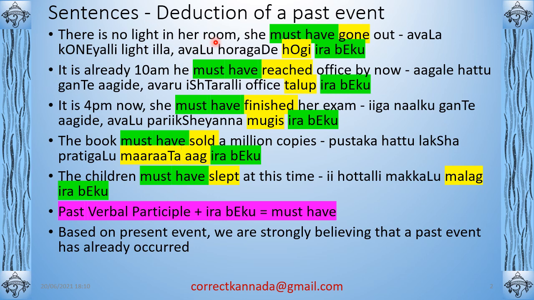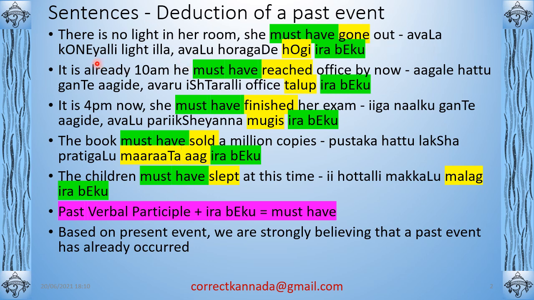There is no light in her room. She must have gone out. So this "must have" is highlighted, right? It means that you are deducing that because there is no light in her room, she has gone out. And then "gone" is highlighted in yellow. I'll explain the "gone" also.